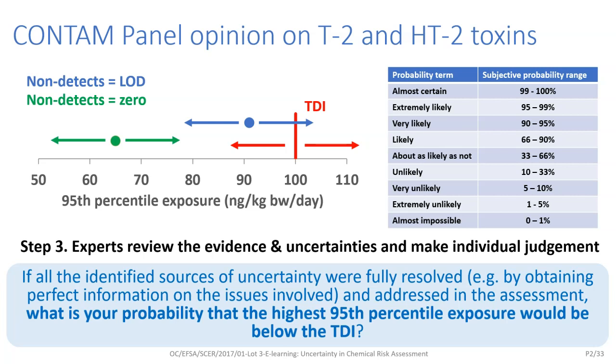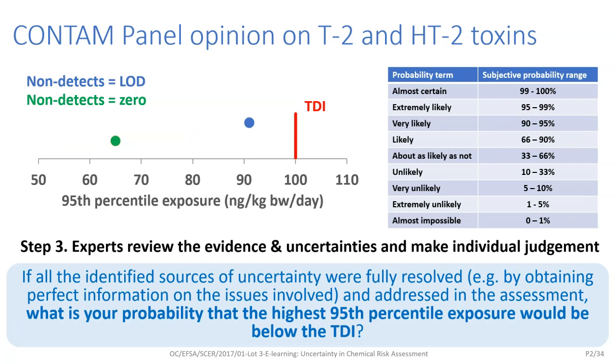For example, if they think that the assessment is very conservative and are very confident that the true 95th percentile exposure would be lower than the estimates and that the TDI from a perfect set of toxicity studies would be higher, then they might be very confident that the exposure would be below the TDI, in which case they might choose a probability range near the top of the scale. For example, if they think that there is at least a 9 out of 10 chance that exposure will be below the TDI, they might select the range from 90 to 95%.